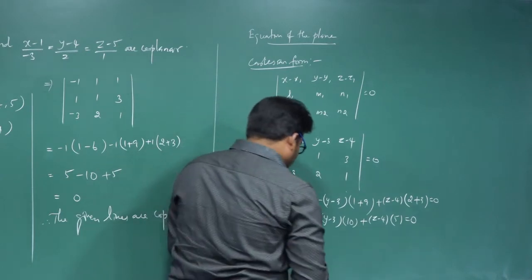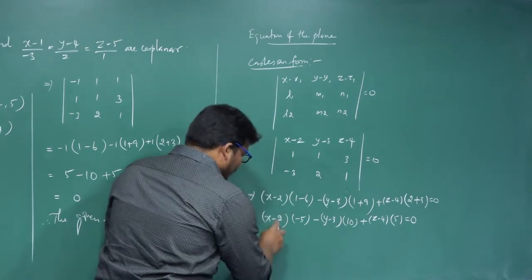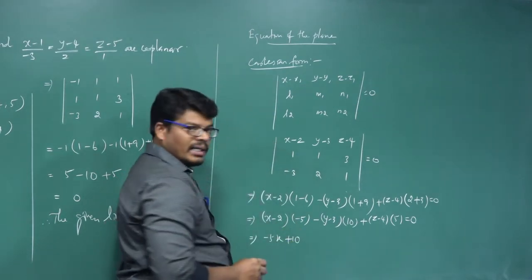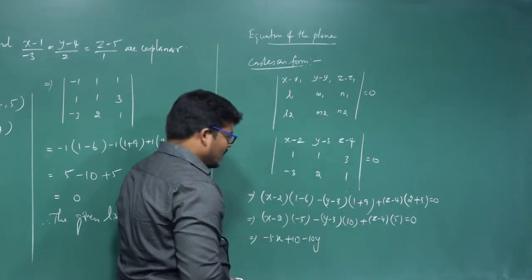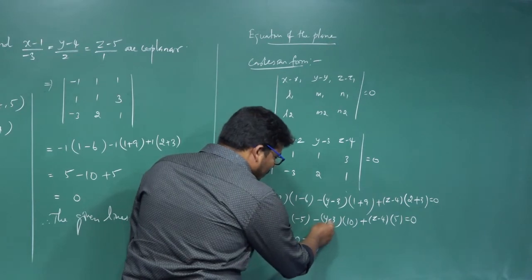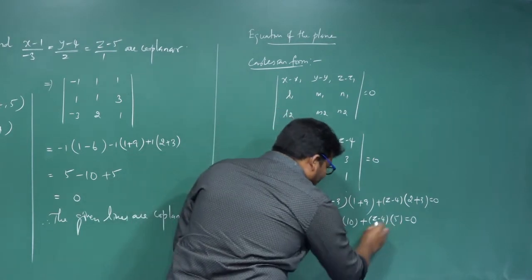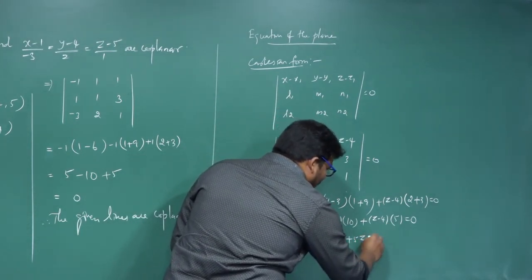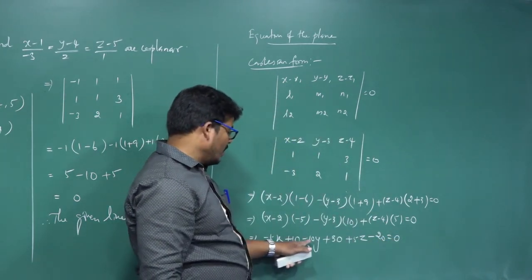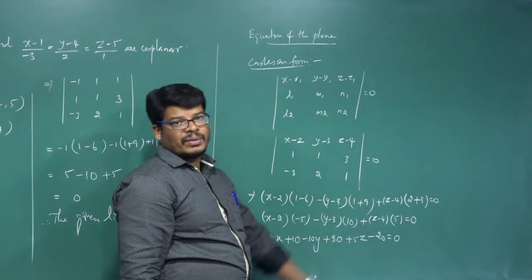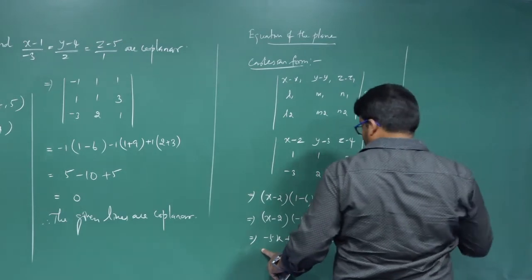Now multiply. Minus 5 into x is minus 5x, minus into minus, plus 5 into 2 is 10. Next, minus y into 10 is minus 10y. Next, minus into minus, plus 10 into 3, plus 30. Next, 5 into z is 5z, plus 5z minus 5 into 4 is 20, equal to 0. So minus 5x plus 10 minus 10y plus 30 plus 5z minus 20 equal to 0. Now arrange in x, y, z.